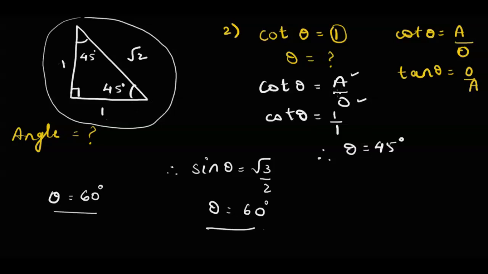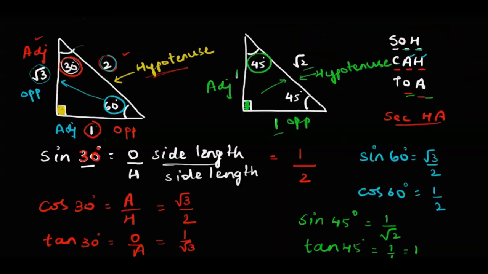So we can be asked two types of questions. One is when we are given the ratios, we're supposed to find out the angle that we have just done here. And the other is when we are given the angles and we're supposed to find out the ratios that we did here.